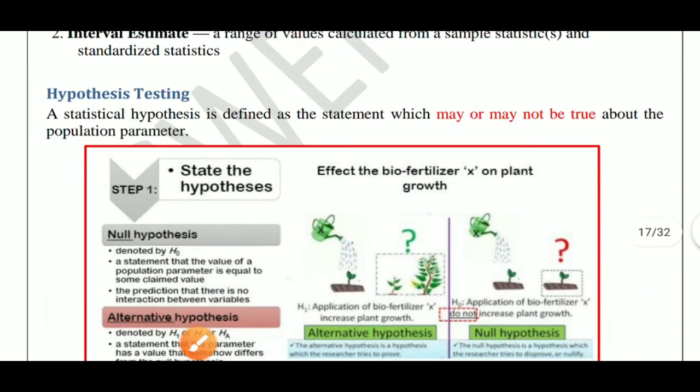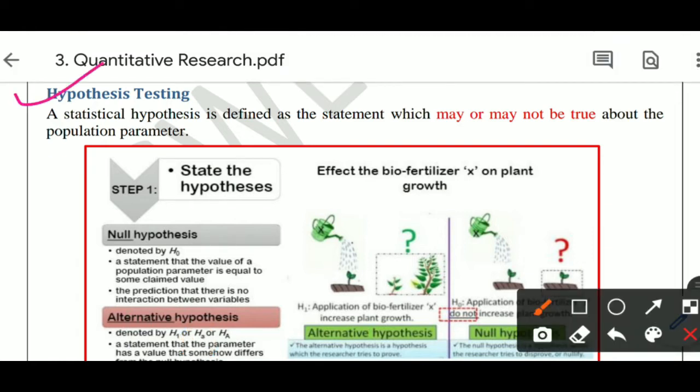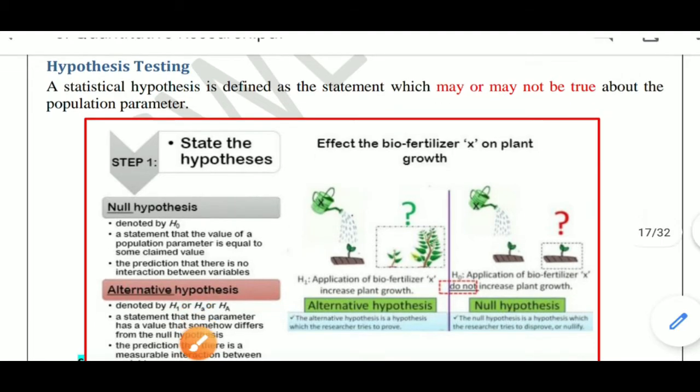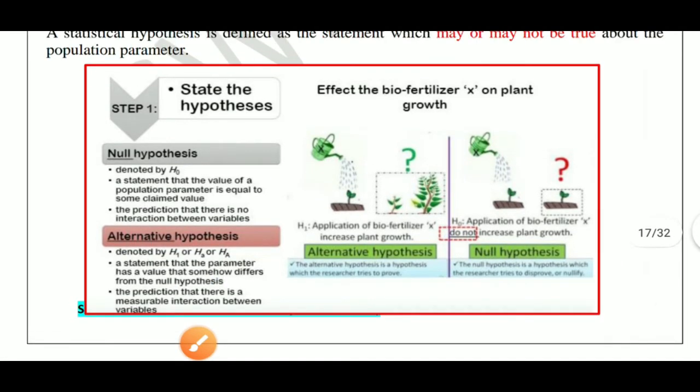Now next is hypothesis testing. By doing hypothesis testing you calculate the inference. In the statistical process, a hypothesis is defined as a statement which may or may not be true about the population parameter. Like you have considered some 100 samples, and now you want to verify the probability of rejection or acceptance. So maybe the hypothesis will not be accepted or may be accepted. There are two types of hypothesis: the first is null hypothesis and the second is alternative hypothesis.